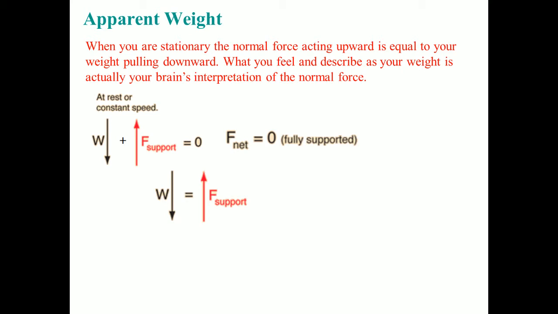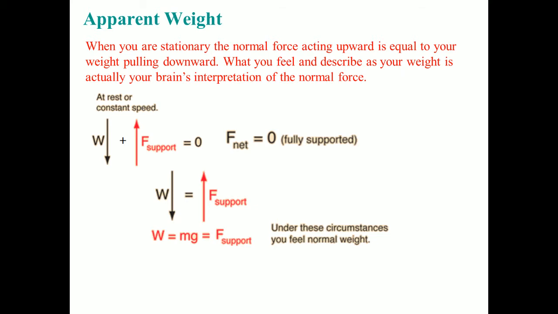If we subtract the F support to the other side, we see that it is the same magnitude, just in opposite direction. So we would say that your weight is equal to mg, which is equal to the F support. Again, F support is your apparent weight. Under these normal circumstances, you feel your normal weight. This is what you're feeling in every single day life.